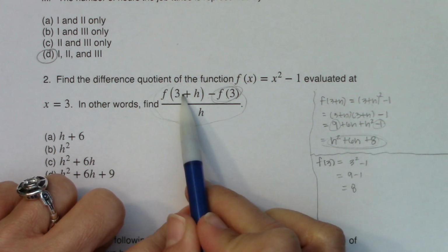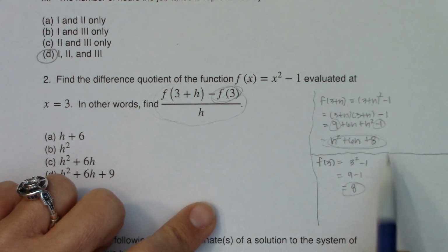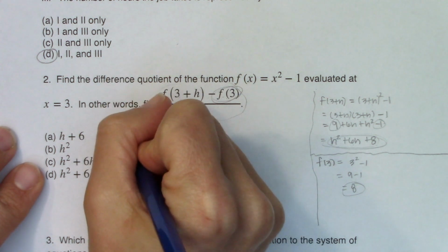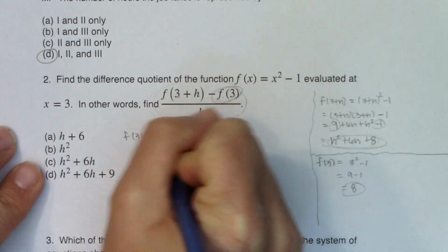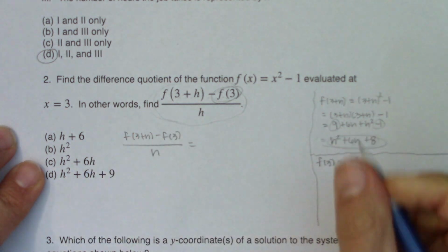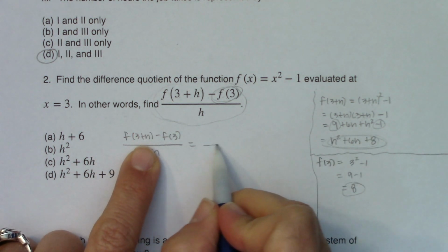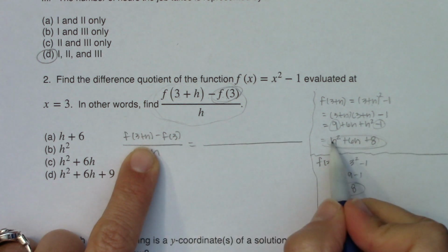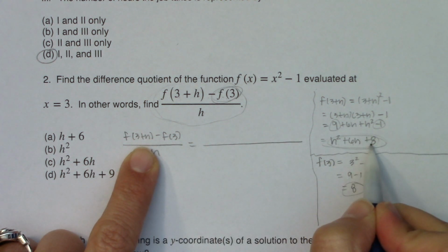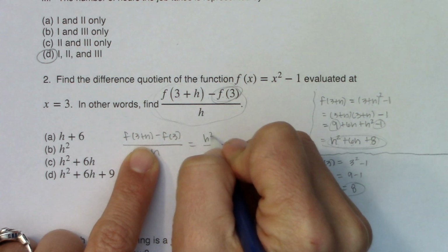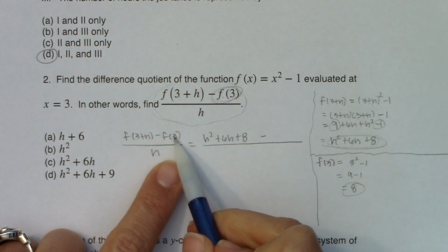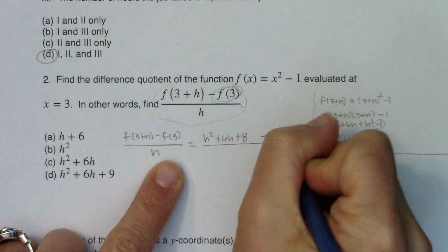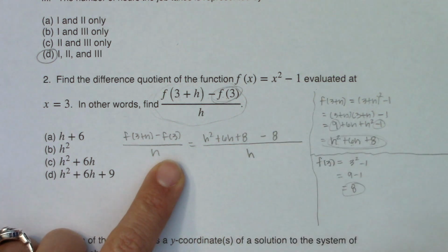I'm going to put that here. f of 3 is 8. So when I go to rewrite this, let me start with my difference quotient: f of 3 plus h minus f of 3, over h. All right, I'll put the equal sign. So I'm going to start substituting. We know f of 3 plus h is h squared plus 6h plus 8. I want to subtract out f of 3. We found f of 3 to be 8. And I'm going to put that in ratio to h.